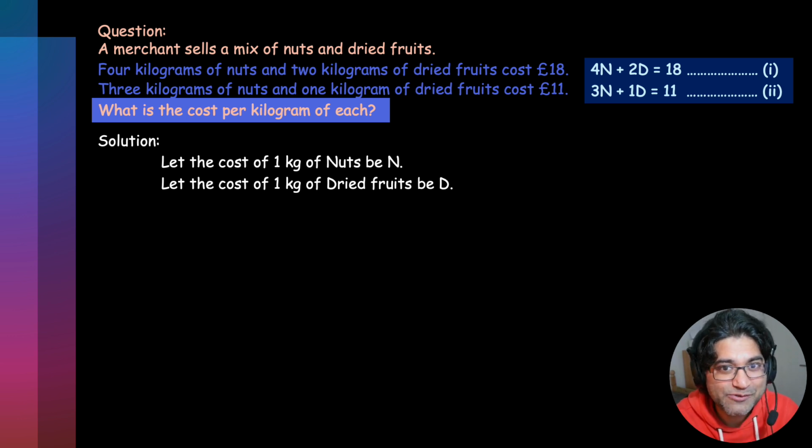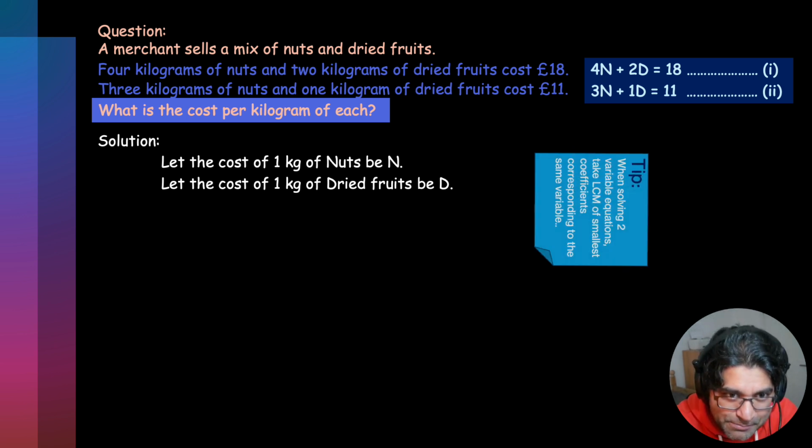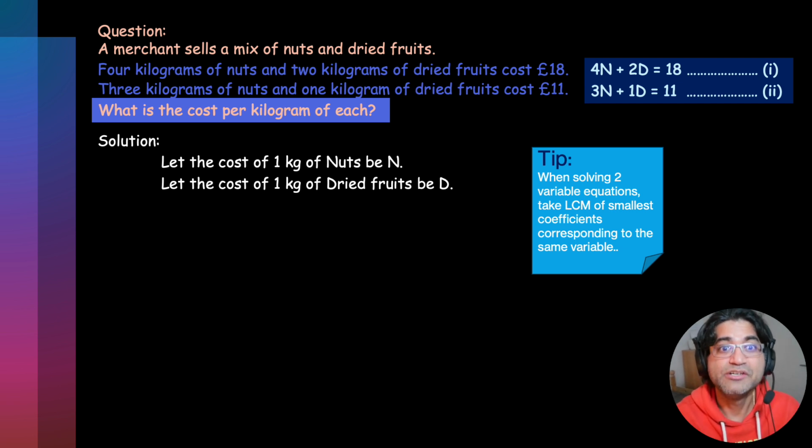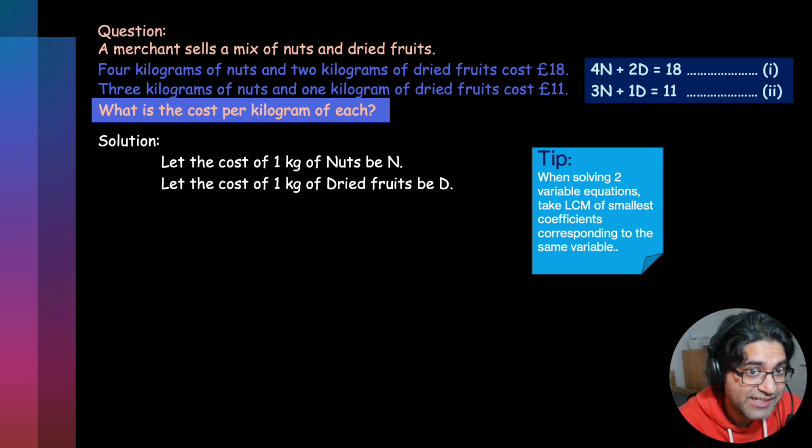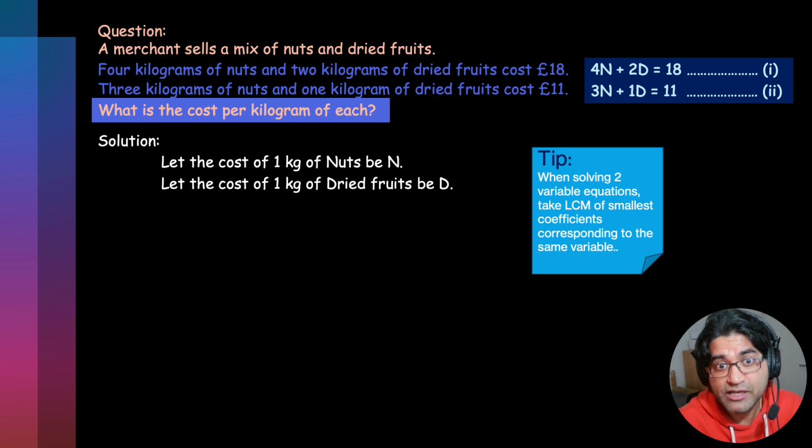So now we have got two equations with two variables, and how to solve two equations with two variables? I generally give a tip: find out the easiest coefficients in terms of taking an LCM. So we have variable n for which we have coefficients 4 and 3. 4 and 3 will give you an LCM of 12, pretty easy. But we also have variable d, and coefficients for d are 2 and 1 in the two equations, which is even easier. LCM of 2 and 1 is 2. But why do we take LCM?